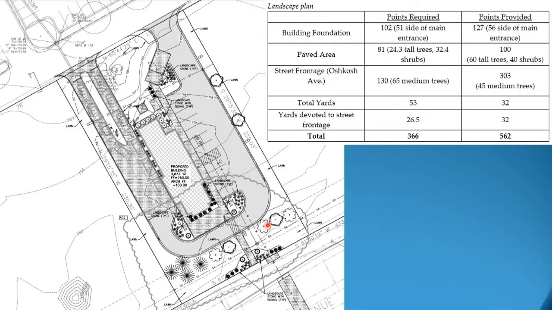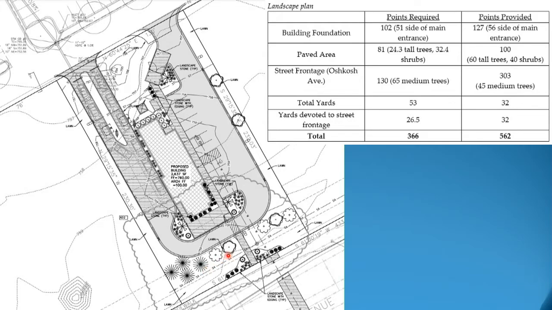Staff is also recommending a condition that 165 evergreen tree landscaping points be provided in front of the drive-through lane to provide a year-round visual buffer of that drive-through lane from Oshkosh Avenue. The applicant is providing 4 Black Hills spruce trees, which will meet that requirement.